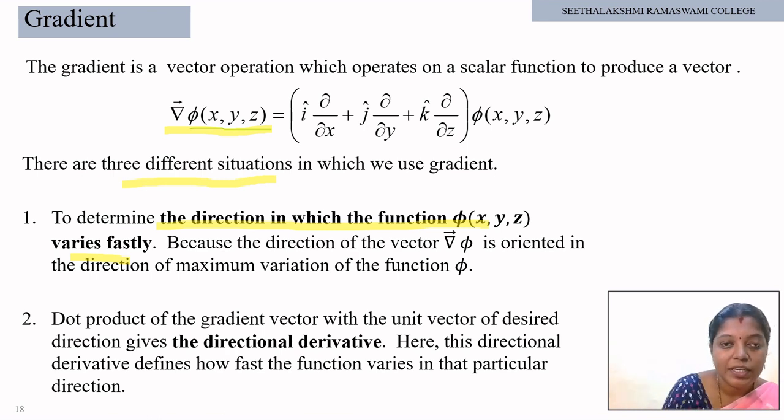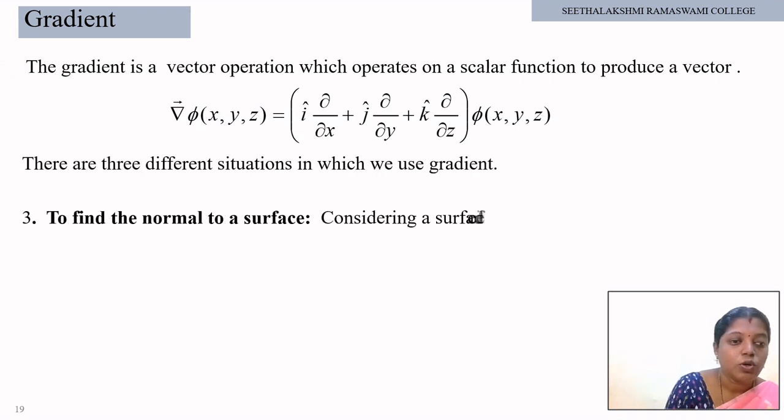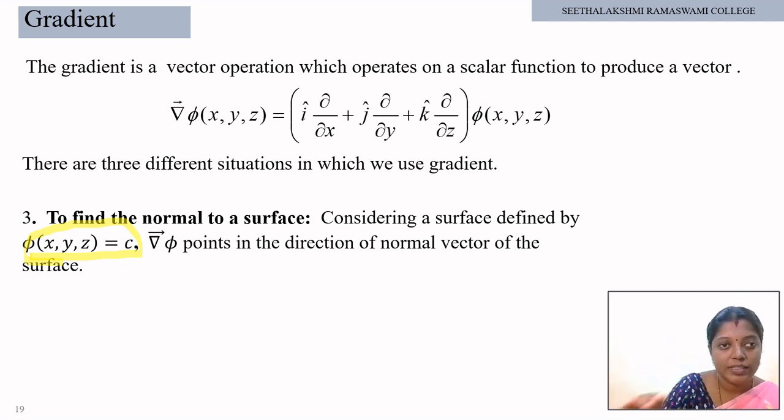And the third application of gradient is very interesting and very important. That is in finding the normal to the surface. For example, if I consider a surface defined by phi of x comma y is equal to c, this is the surface that I consider. I want to find the normal to the surface. At each point on the surface you will have a normal. If you want to find the normal to the surface, then del phi is the simplest way to find it. So del phi at each point represents the normal to the surface.